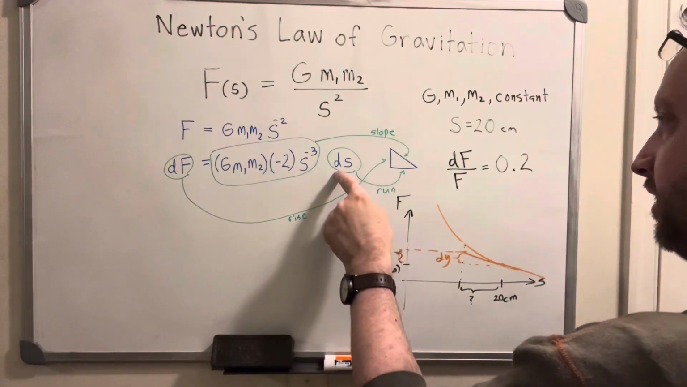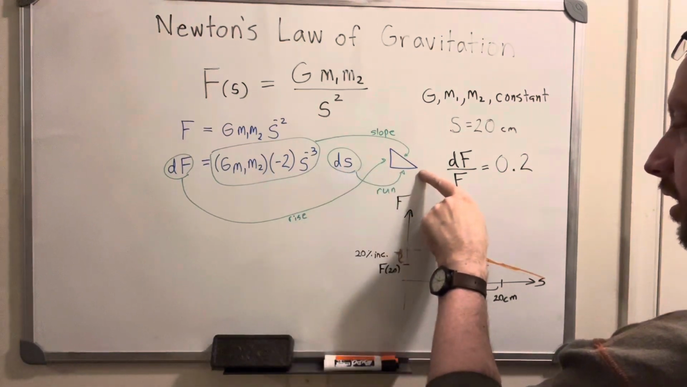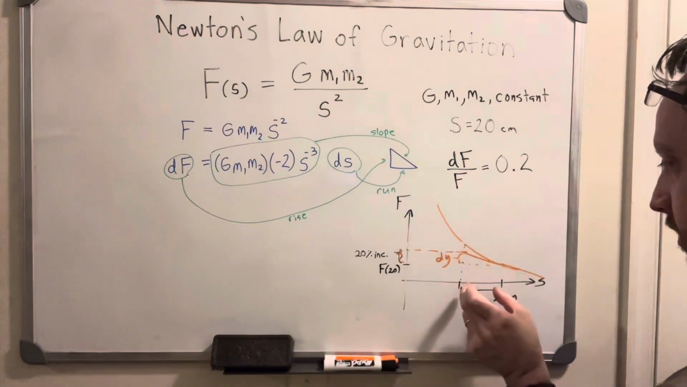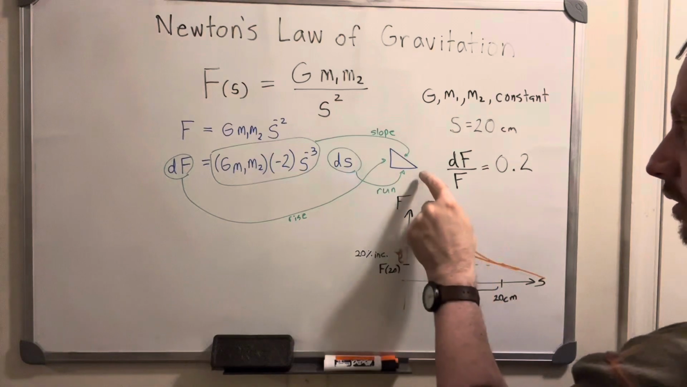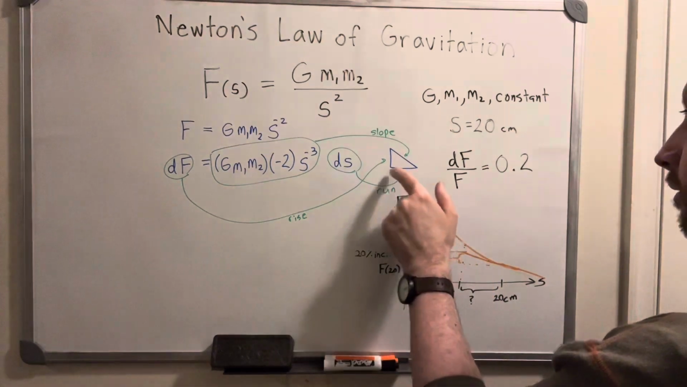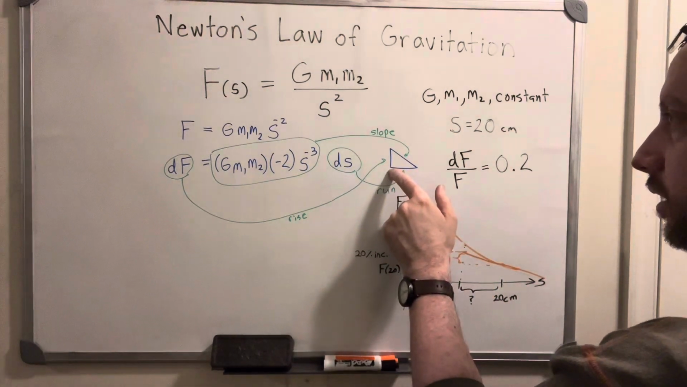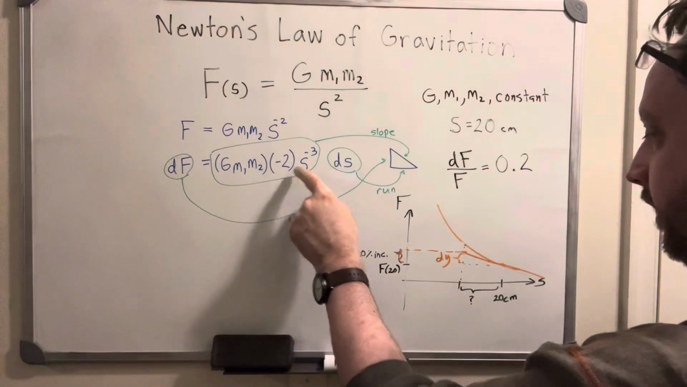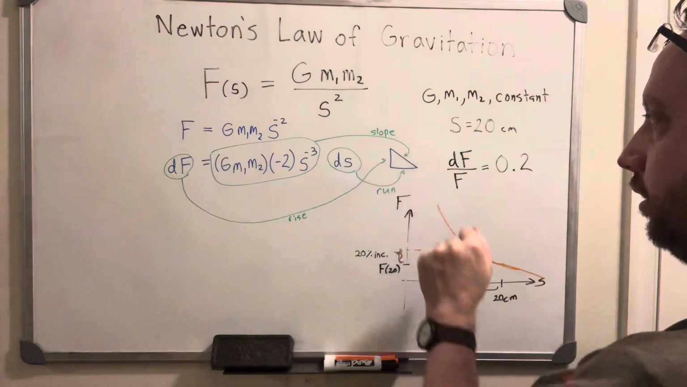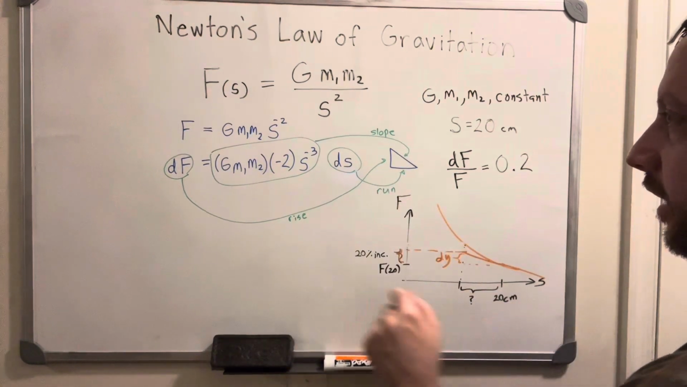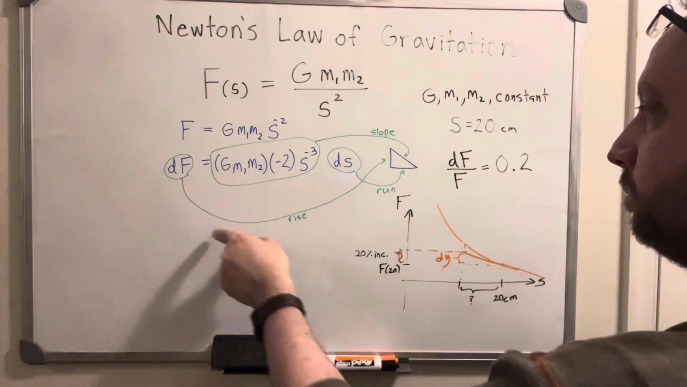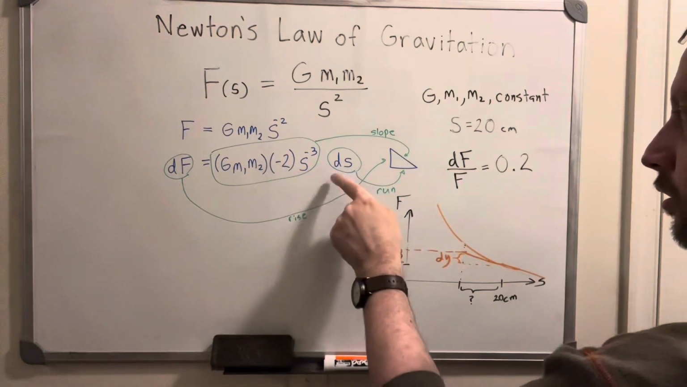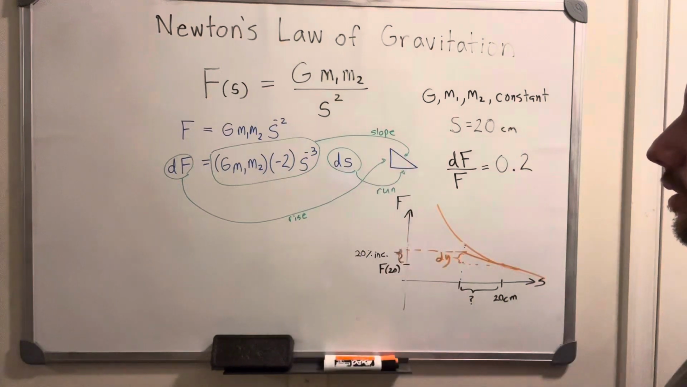And what is ds? It's talking about the amount of distance that we closed the two particles together on. So that's like the run of this right triangle. The value of the derivative at this value of s, 20 centimeters, is the slope, and the differential change in force between them is the rise. So you've got the slope times the run equals the rise.